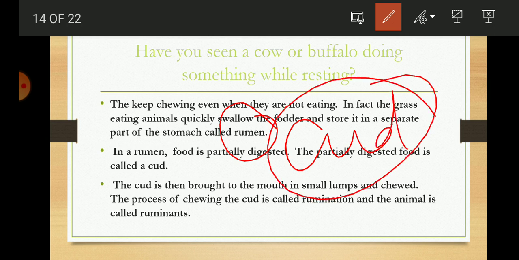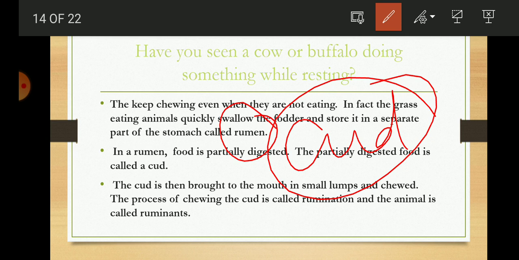And students, this cud comes back into their mouth when they are in a resting position. So now the answer is clear to you: the food comes into their mouth from the rumen region when they are resting, and this food is now known as the cud. And what is cud? Cud is partially digested food present in the rumen, and when they are resting, it comes again into their mouth, and the food gets chewed by the cow or the buffaloes, and saliva is mixed with it, and then it goes again into the rumen region.